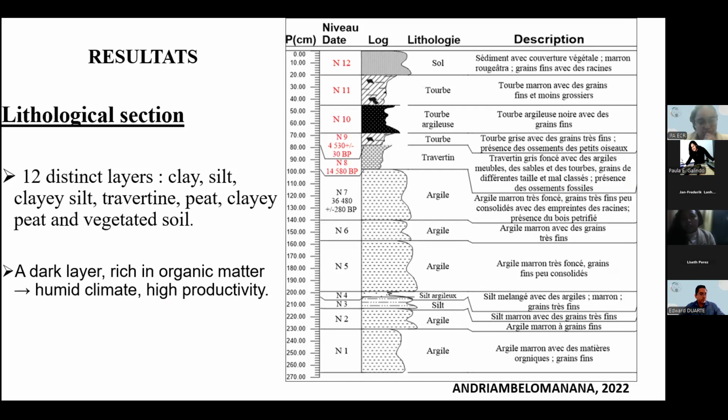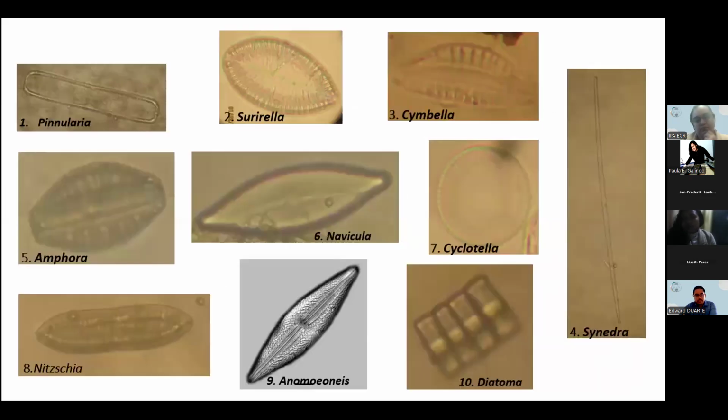And the radiocarbon dating indicates that these sediments were deposited during the Pleistocene to Holocene. And in Tsaramody, 12 species of diatoms were encountered, and these are examples of this diatom species. And the assemblages of this diatom group belong to groups 1 and 2.